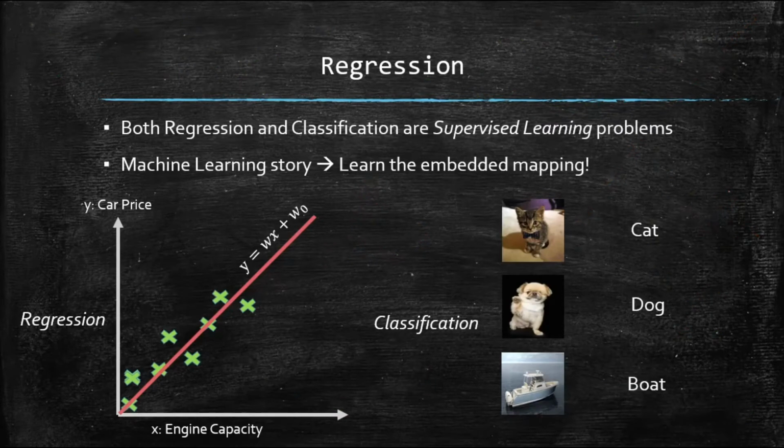In unsupervised learning, that's another story. We're going to talk about it later. So regression and classification are inherently both supervised learning problems. And the whole story behind machine learning, whether it's supervised or unsupervised, is to learn a hidden pattern or a hidden mapping, a mapping between two things. We'd like to know how the input is mapped to the output.